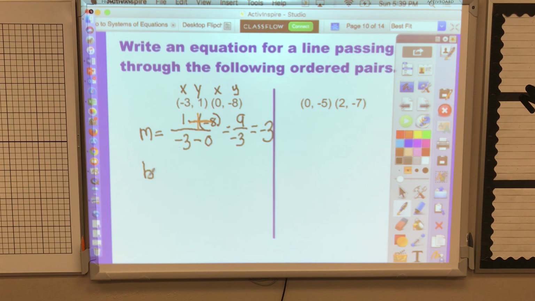Now, like I said, we need to find b, same as all the other ones. But this one doesn't take any work. You just need to look at your ordered pairs. Remember, your b is in the ordered pair where x is 0. So that makes this -8 our b, our y-intercept. And now I'm ready to write that equation. y equals m, -3, x plus b, which b is a -8, so it's -8.